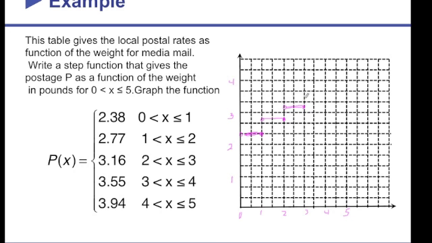3.55. So right here, go straight across to the 4, and then 3.94 will be almost 4, but not quite. Over 5. That would be my piecewise function. And you can see that 3.27 that we did before would come up right here with this $3.55.